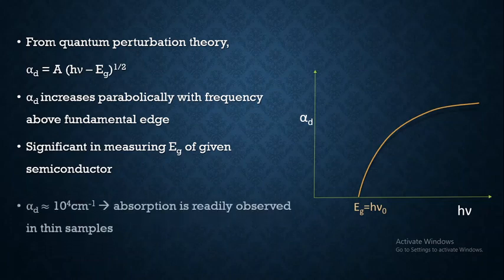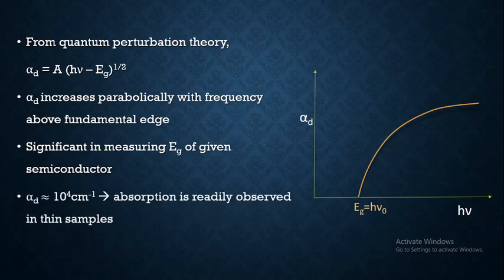So then, if you find out the order of the direct band gap absorption coefficient, it comes up to 10 raised to 4 per centimeter. And as you can see, the order is large. We can say that the absorption is readily observed even in thin samples. There is no need of a very huge sample or a large sample. Even if the sample is small, the absorption coefficient is going to be larger. So studies are going to be very easy.